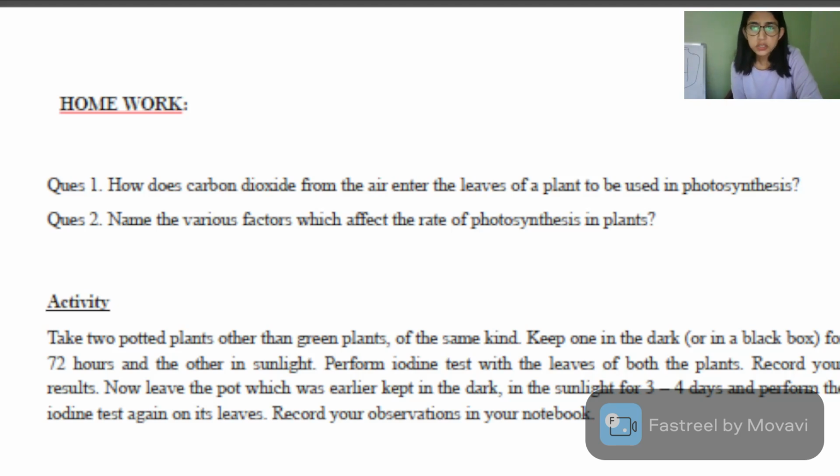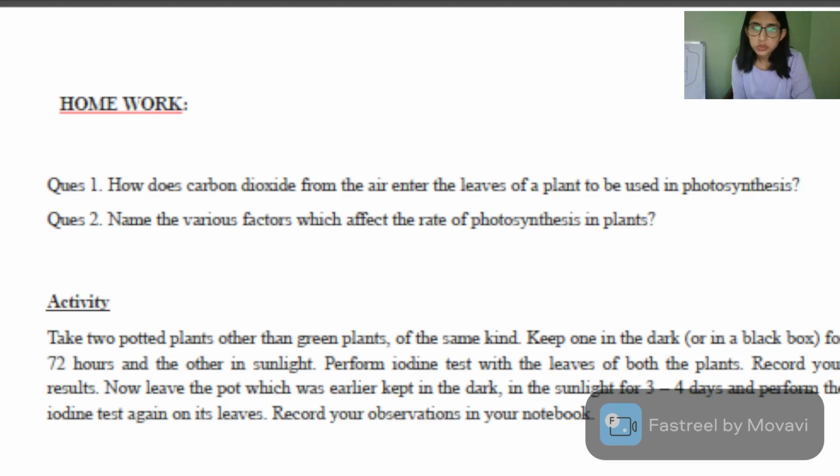And the second question is, you will name the various factors which affect the rate of photosynthesis in plants. Now this is something you'll have to search about. You will be finding this out on your own, and I'll be checking whether you were able to do that or not. So you will be naming the various factors which affect the rate of photosynthesis in plants.